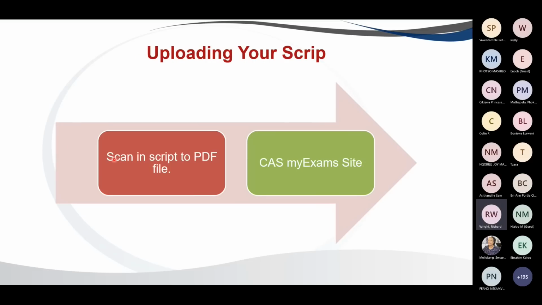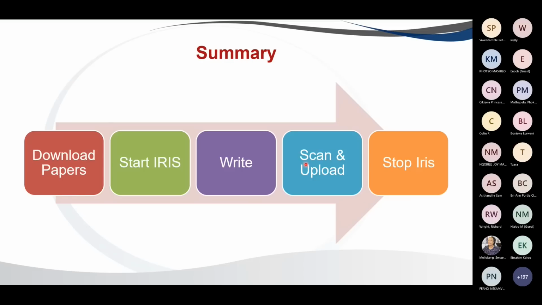And then once you're done, you will scan in your script to a PDF document and then log in again to the CAS myExams site to upload. So just a summary, the steps are: download the paper, IRIS will start automatically, you write out on a notepad, you scan your papers to a PDF document, and then you stop IRIS after you uploaded your documents.